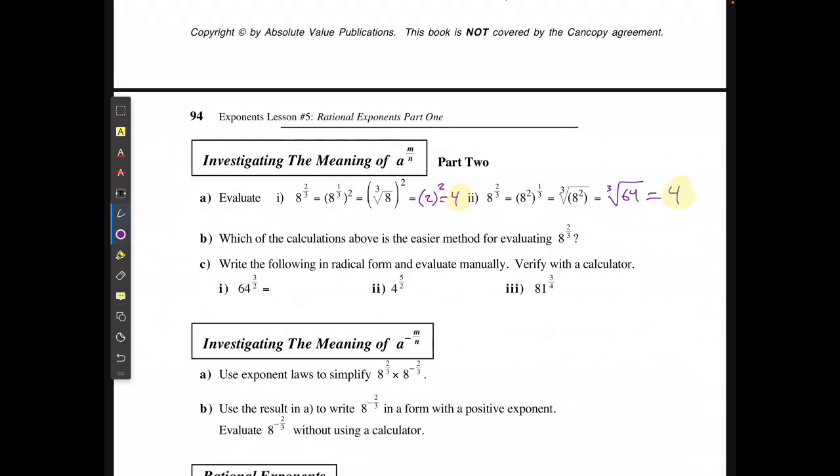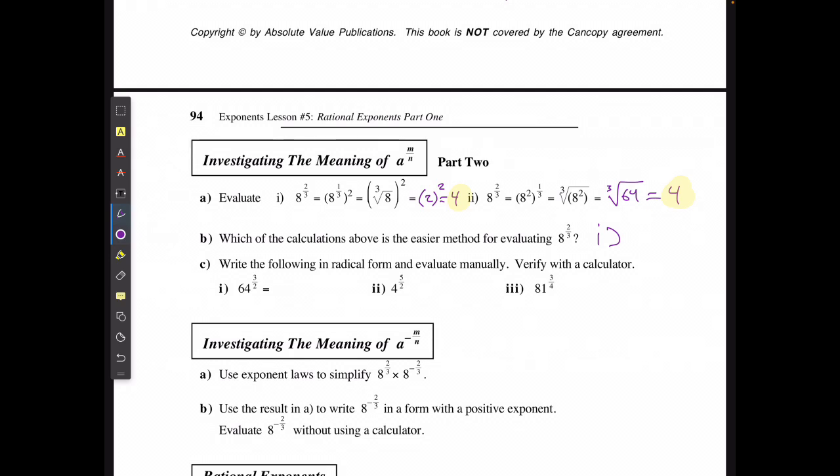Now when it says which of the above is easier for evaluating 8 to the power of 2 over 3, it's entirely a personal preference, but typically, like with most cases in math, the first is going to be considered easier because it's easier to make numbers smaller and then expand them out than it is to make numbers bigger and then try and shrink them back down again, especially if we're just doing it with mental math.